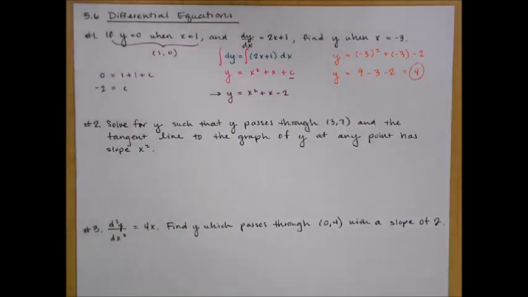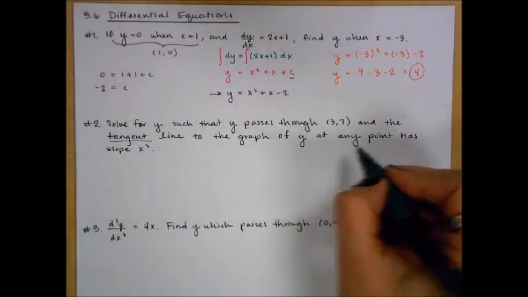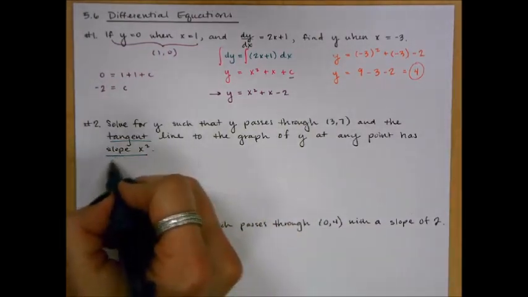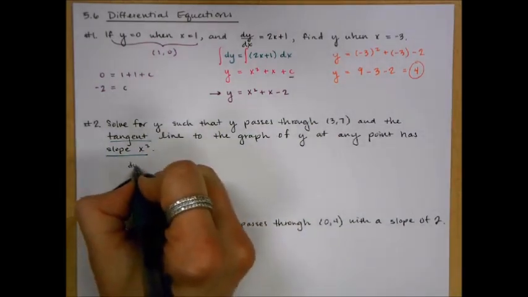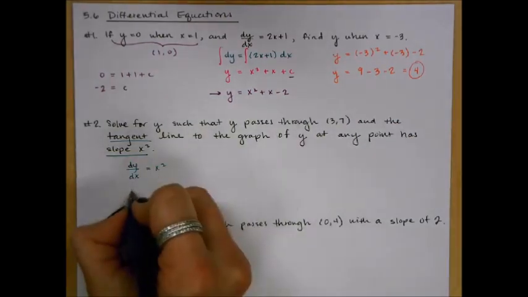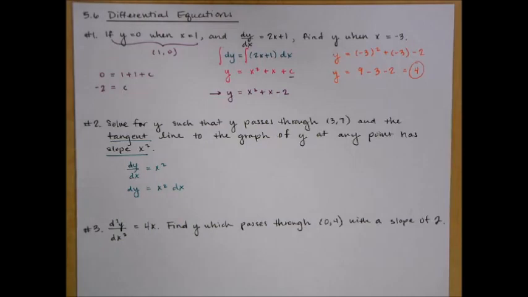Number 2 says solve for y such that it passes through the point 3, 7 and the tangent line to the graph of y at any point has slope x squared. So we're going to start right there with the slope of the tangent line is x squared. Anytime we have the slope of the tangent line, we're talking about the value of the derivative. So here we'll have dy dx is equal to x squared. We'll separate our variables by multiplying dx over to the right, and now we'll integrate each side.